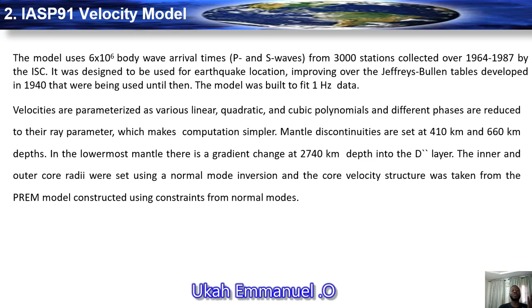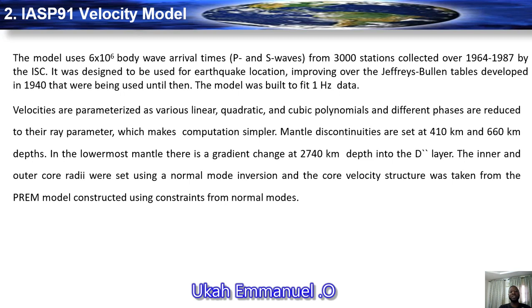The D'' layer is just a lower bit of the mantle, the lowermost mantle of the internal structure of the earth, like a crack line in a zigzag form. That's called the D'' layer on the internal structure of the earth. So there is a gradient change in that layer in this model.